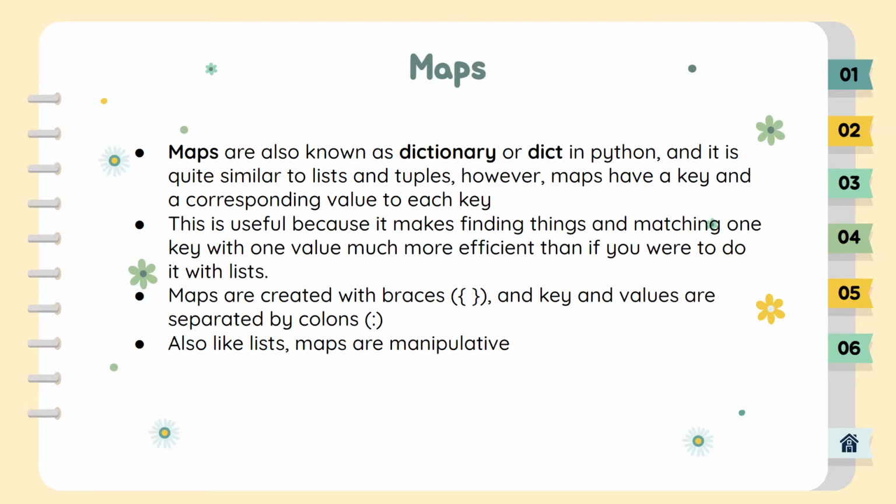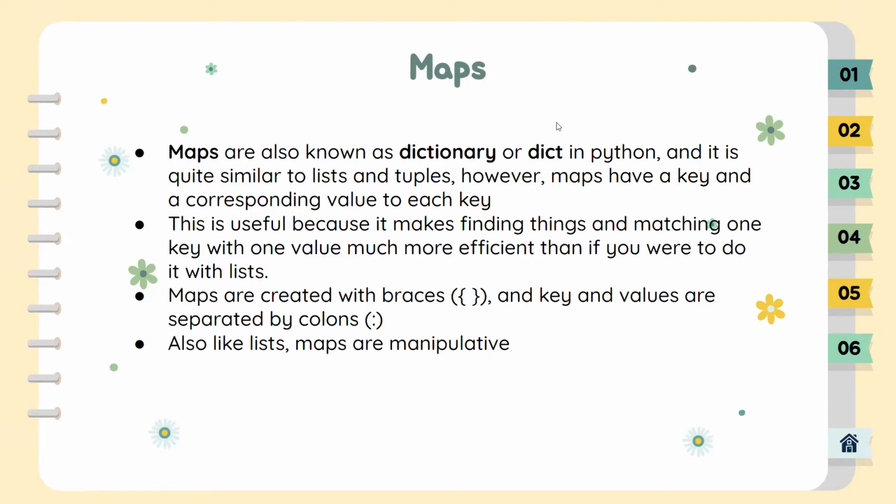Maps are created with braces, and keys and values are separated by colons. Also, like lists, maps are mutable. So maps are used when you want to have a pair of values that are connected to each other. Like, for example, a name and information about the person. So a name and a phone number, or a name and a grade, or a name and a test score. So it's so much better for storing information that way, or like a name and an address.